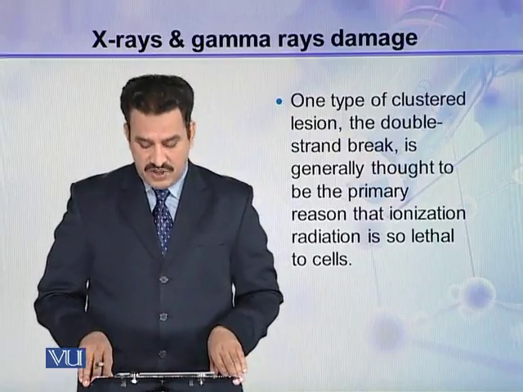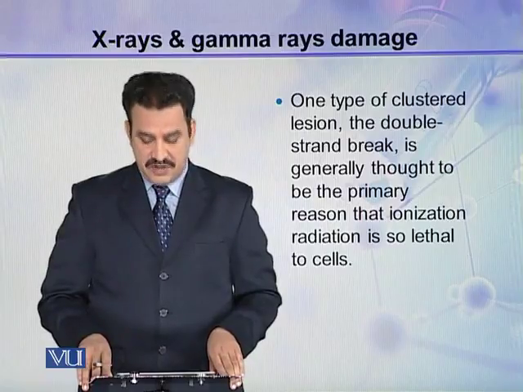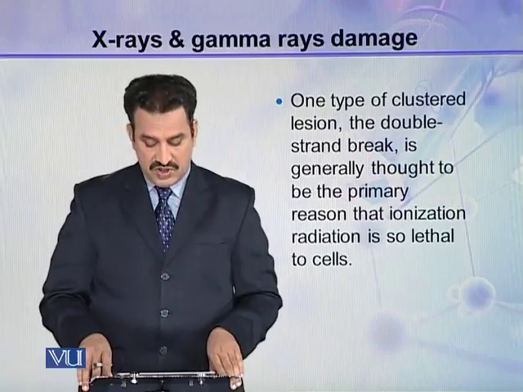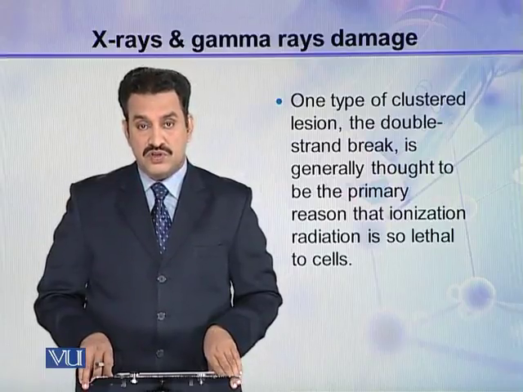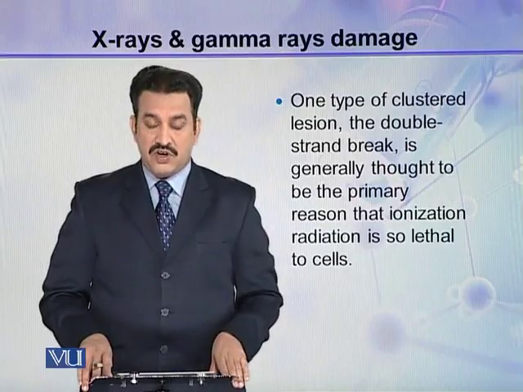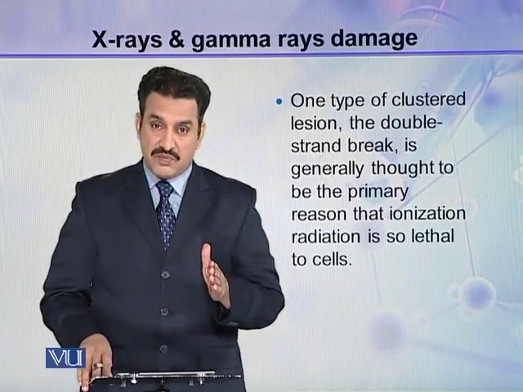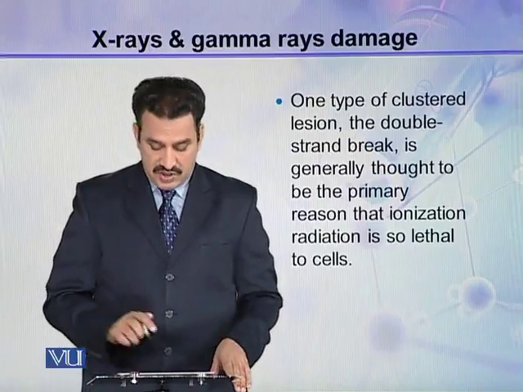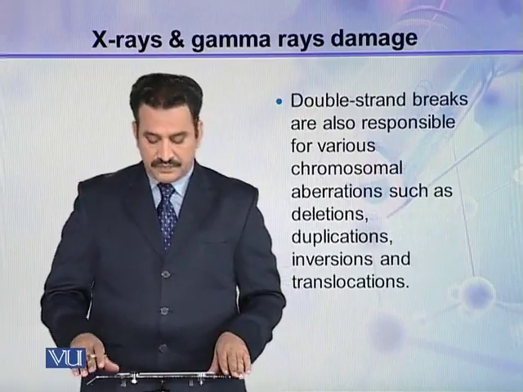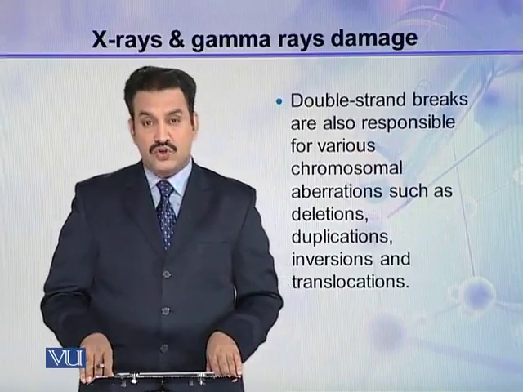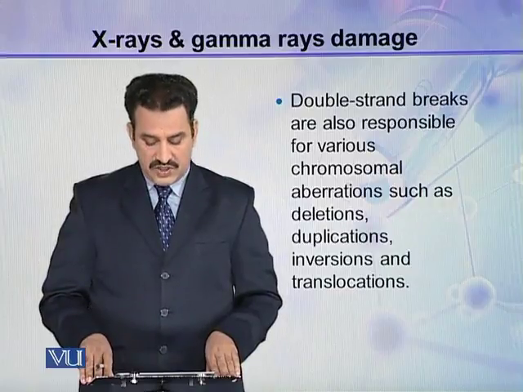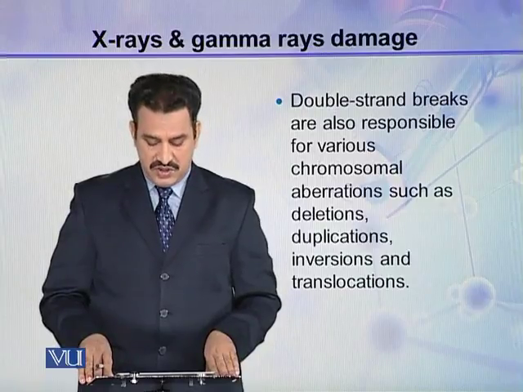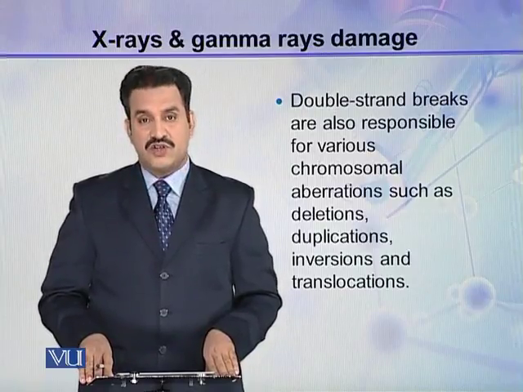One type of clustered lesion, the double strand break, is generally thought to be the primary reason that ionizing radiation is so lethal to cells. As already mentioned, this double strand break is very difficult to repair, so it becomes lethal to the cells. Double strand breaks are also responsible for various chromosomal aberrations such as deletions, duplications, inversions and translocations.